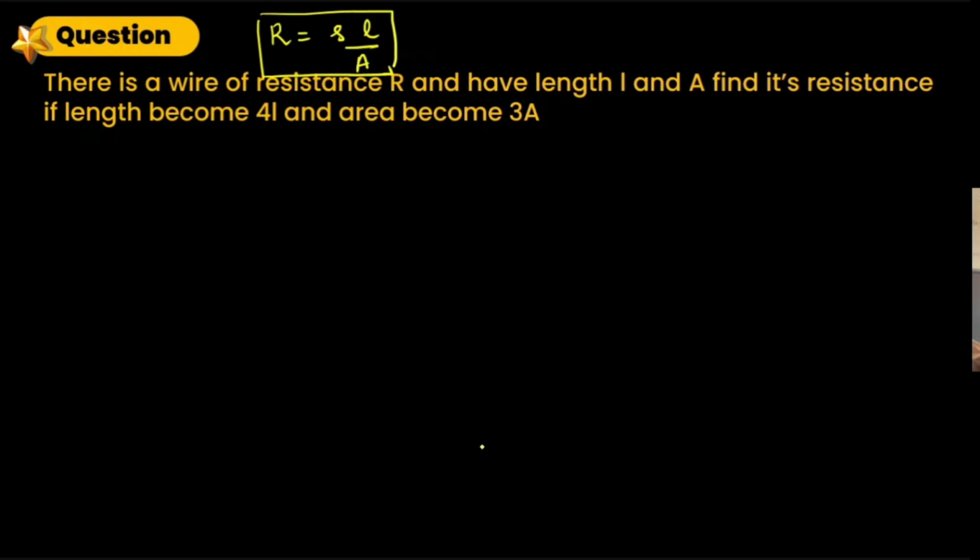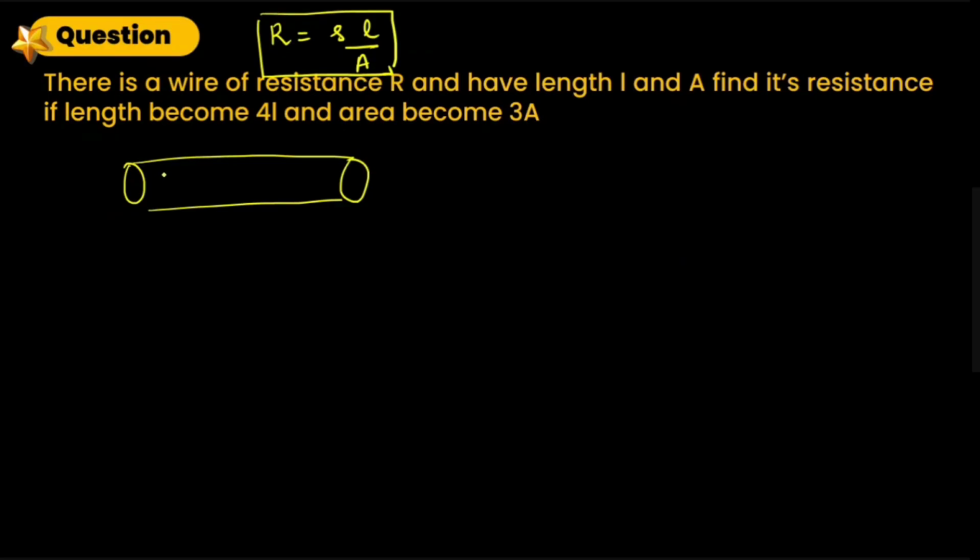So like it's R equals to like you would write 4I over 3A. I don't know how to solve it though.